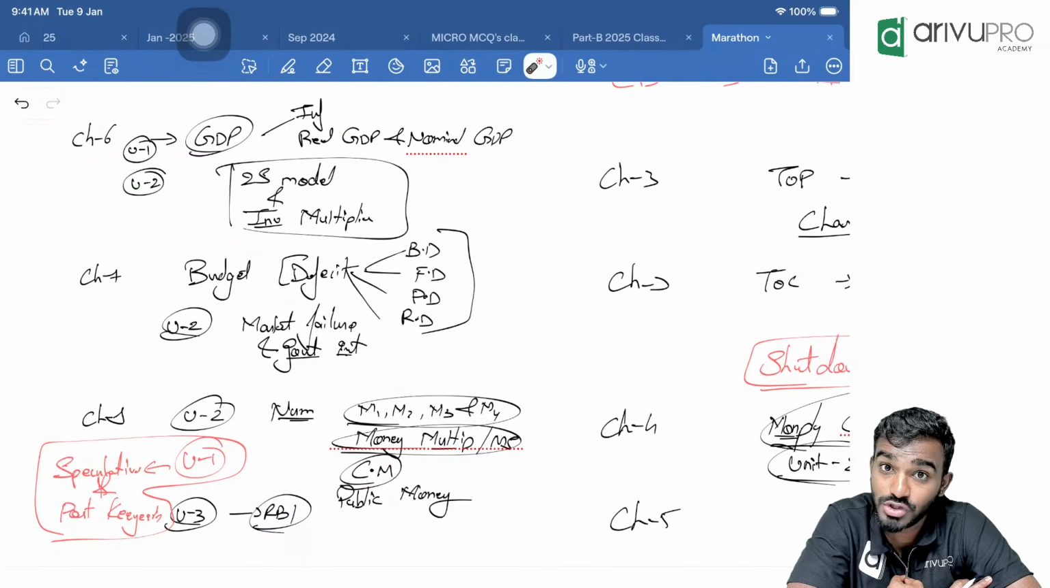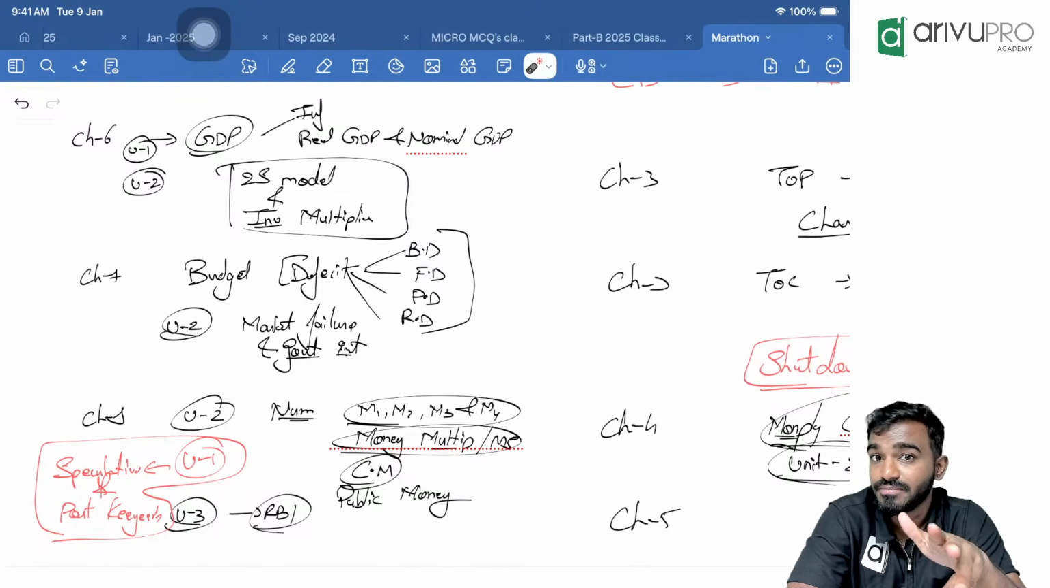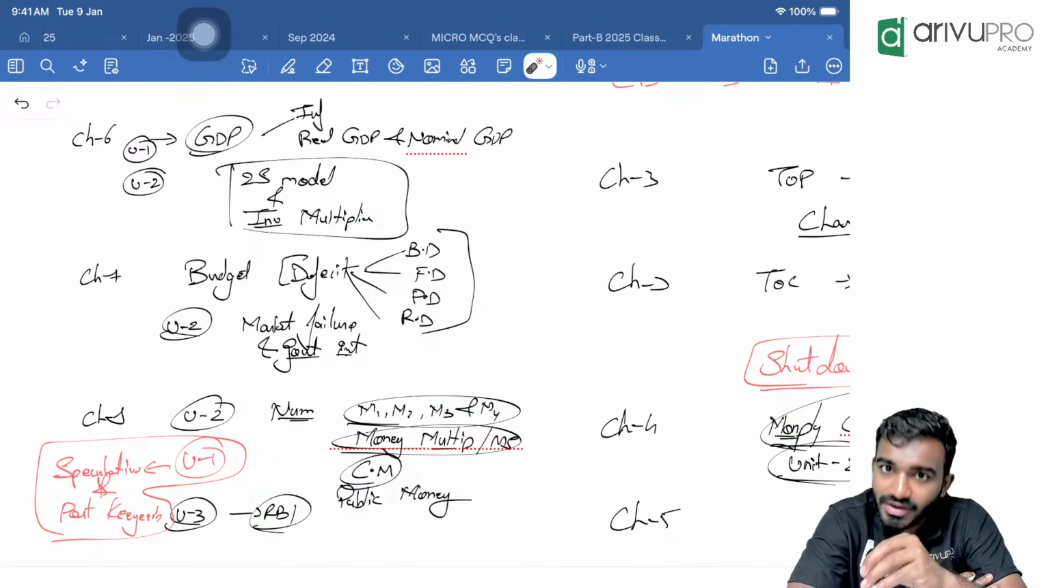Sometimes, if ICAI wants to play with you, then they may make it tricky, not difficult. They will play with options, not with the question. There, I recommend, if you're not 100% confident, if there is even 1% doubt, leave it. Don't take unnecessary risk. Even if you attend 70 to 80, 85 questions, that's fine. There is no rule that you should attend 100 out of 100. Always keep this in mind.